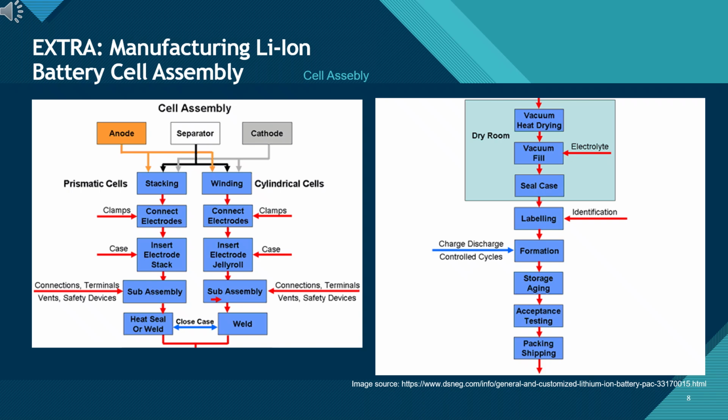Here, vacuum drying is followed by electrolyte filling, sealing, and labeling for identification. The process continues with formation cycling, where controlled charge-discharge cycles build the solid electrolyte interface (SEI). Afterward, the cells undergo aging, acceptance testing, and final packaging and shipping. Overall, this flow illustrates how multiple safety, precision, and quality steps ensure the reliable production of lithium-ion batteries.